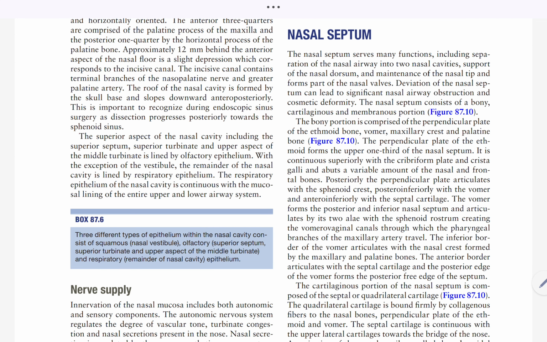Nasal septum. The nasal septum serves many functions, including separation of the nasal cavity into nasal cavities, support of the nasal dorsum, and maintenance of the nasal tip, and it forms part of the nasal valves. Deviation of the nasal septum can lead to significant nasal airway obstruction and cosmetic deformity. The nasal septum consists of a bony, cartilaginous, and membranous portion.